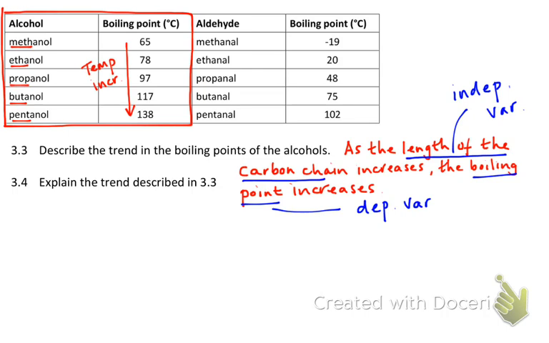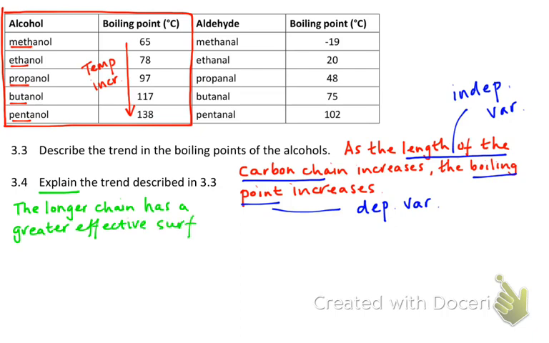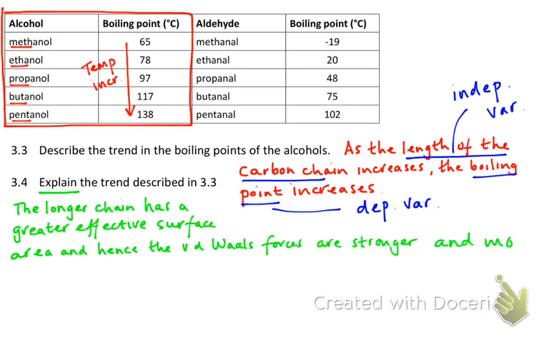Alright, 3.4, explain the trend. To do that, we need to talk about intermolecular forces, and so we would state that the longer the chain, the greater the effective surface area, and hence the van der Waals forces between the molecules are stronger, and hence more energy is required to overcome those forces. So that's the explanation.